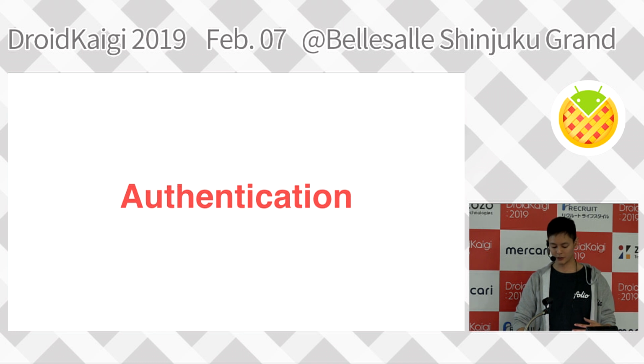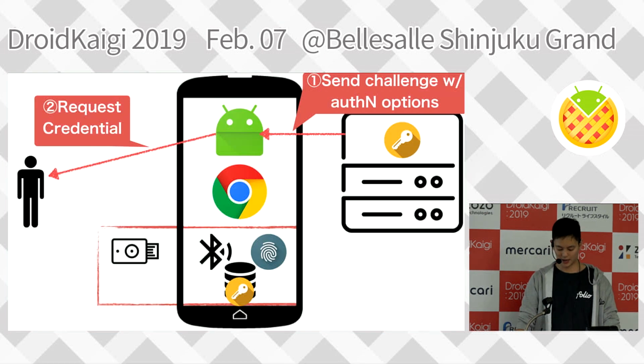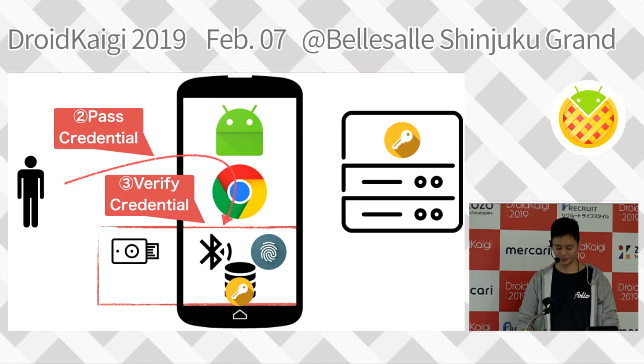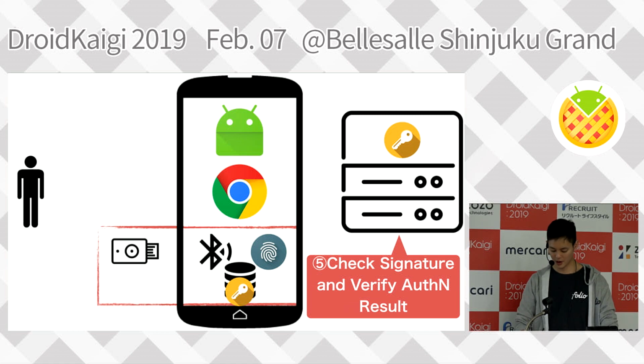How do you use that credential to authenticate the user? In FIDO terms, it's called attestation. Oh, sorry, assertion. That's a typo. It's called assertion. Again, it's a very similar flow. The server sends the authentication options, and then the authenticator verifies who the user is, and then internally the authenticator signs the authentication result and sends that result back along with the credential information to the server. Then the server checks the signature and verifies authentication.